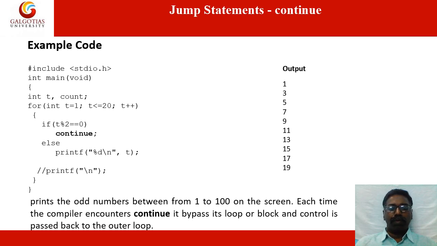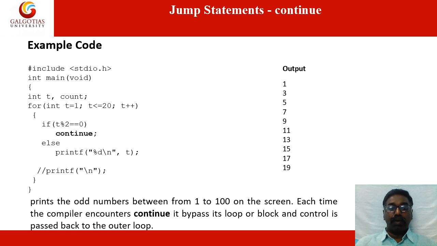Now inside the for loop, we have an if statement which is going to check t modulo 2 is equal to 0. What is the meaning of that? The if statement is going to check whether the value of t is even or not. If the value of t is even, then we encounter a statement called continue. What is the meaning of this continue? It will bypass the remaining code of this for loop and it is going to go for the next iteration.